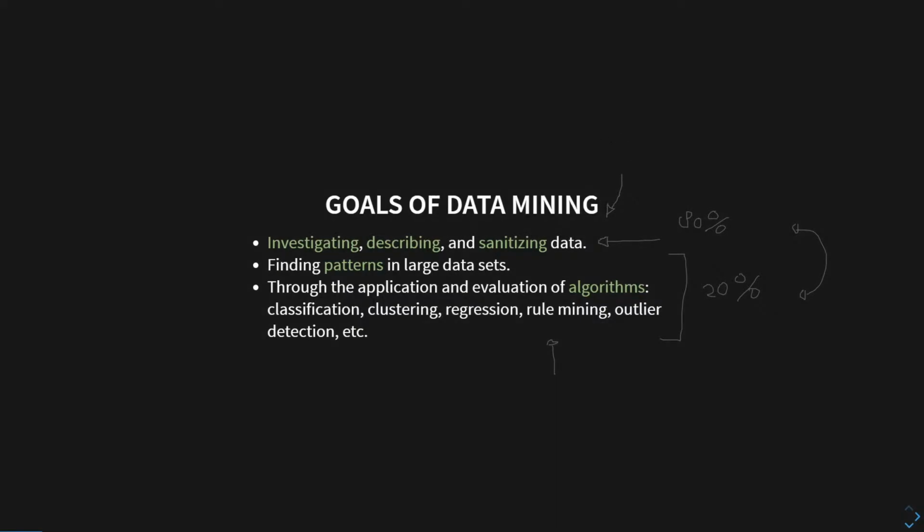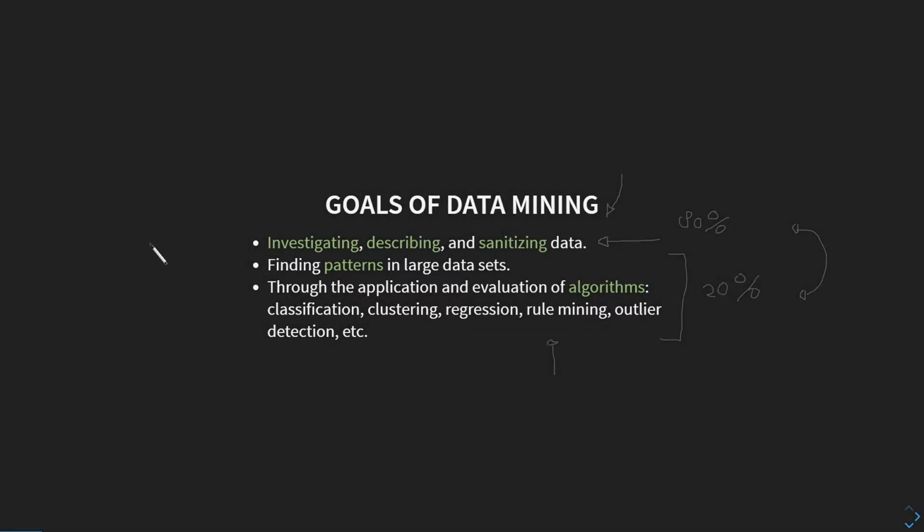So we find these patterns through algorithms, and specifically the variety of algorithms that are all applied within the data mining domain. Things that you might frequently see are words like classification, clustering, regression, rule mining, outlier detection, summarization, and all this kind of good stuff. Today we will focus on classification and regression.